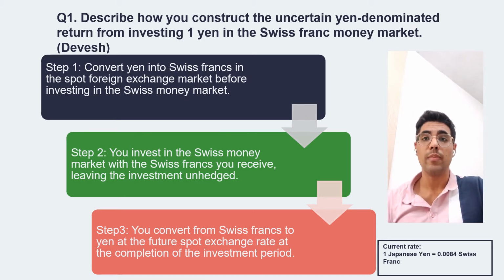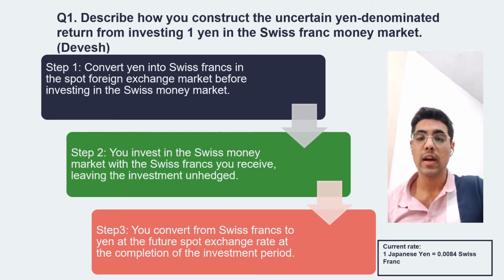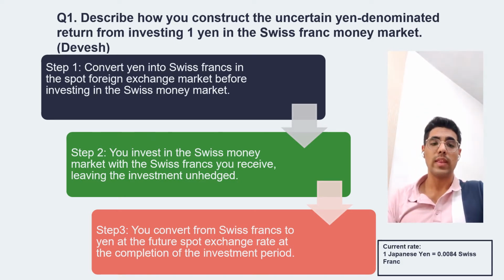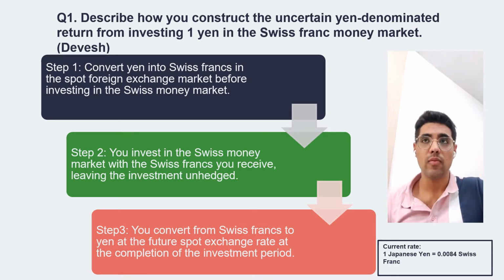After assuming that those investments are unhedged, we move on to step three, where, when the investment horizon ends, we take the Swiss francs and convert them back into yen at the future spot exchange rate. After converting at that spot exchange rate, we figure out how beneficial it is to us.